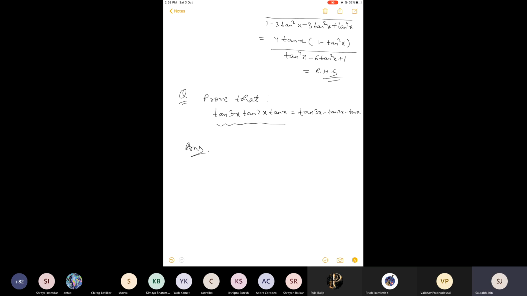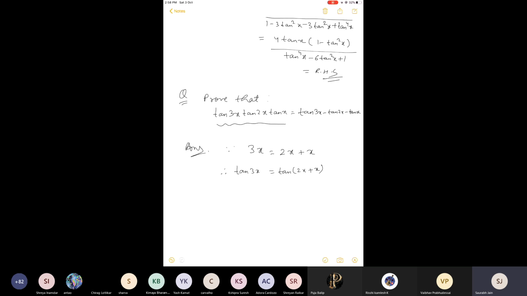I'm not using LHS, RHS, anything. I'm just starting with the basic thing that 3x is 2x plus x. Addition of 2x and x is 3x. Now, how to use it in this question? Listen carefully. If 3x equals 2x plus x, then their tangents will be equal. Full form of tan is tangent. Full form of cot is cotangent. So their tangents will be equal.